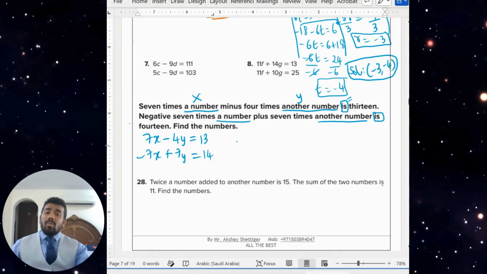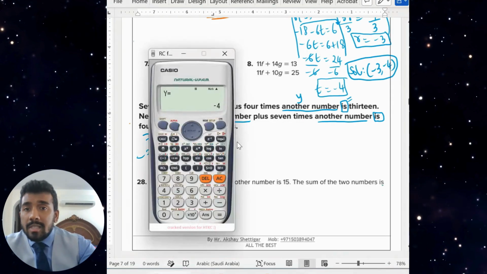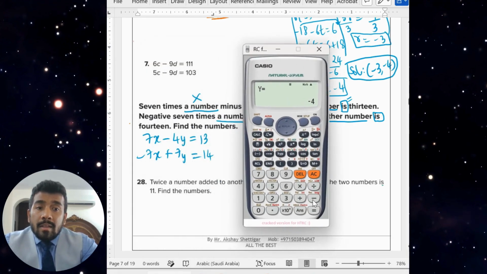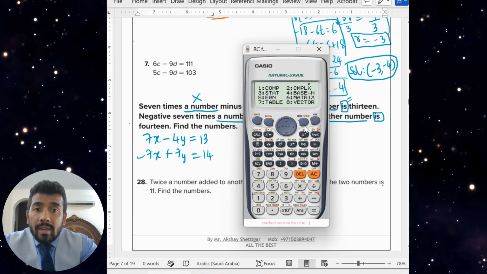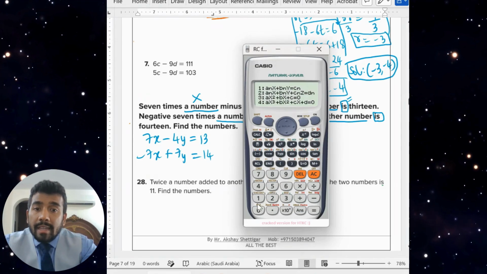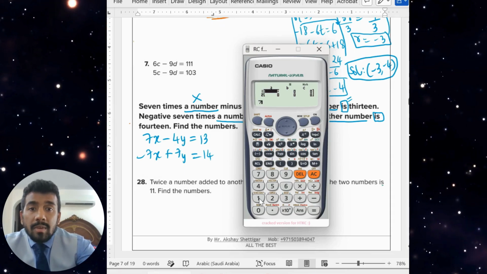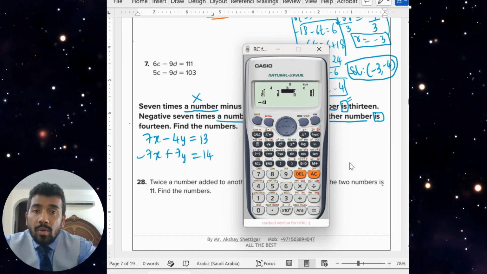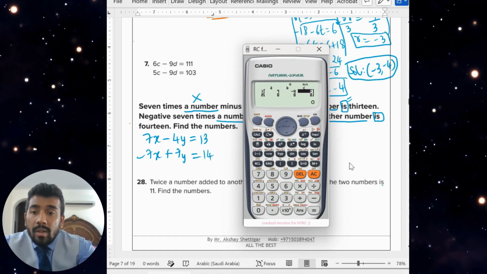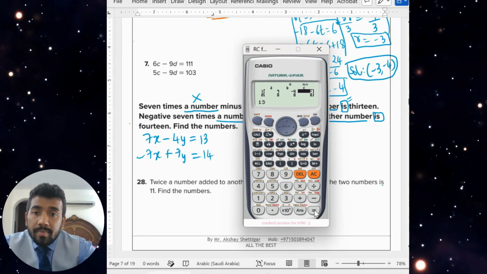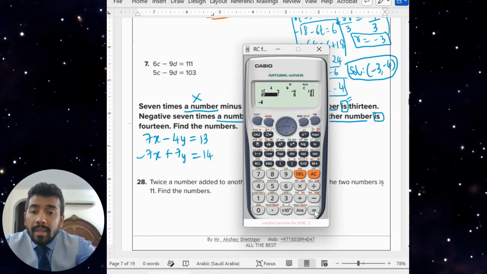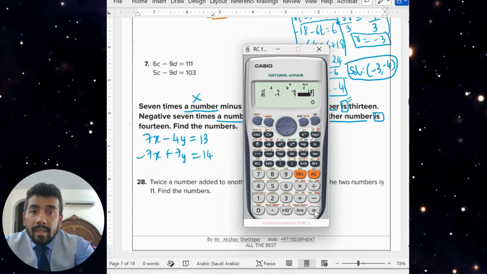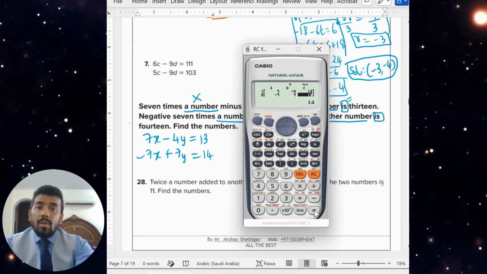Solve it. I'll use the calculator, but stepwise, you know how to do it. What do we do? Click mode, click 1, write the number. What's the first number? 7, equal, minus 4, equal, 13, equal, minus 7, equal, 7, equal, 14, equal. All the numbers are stored.